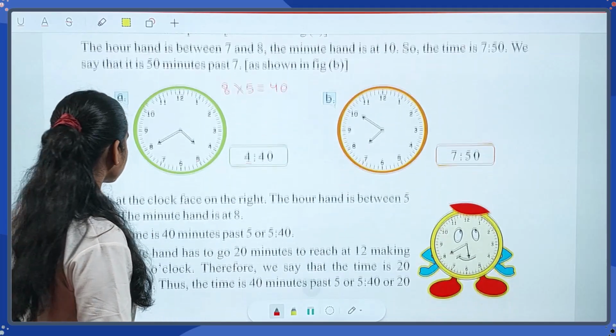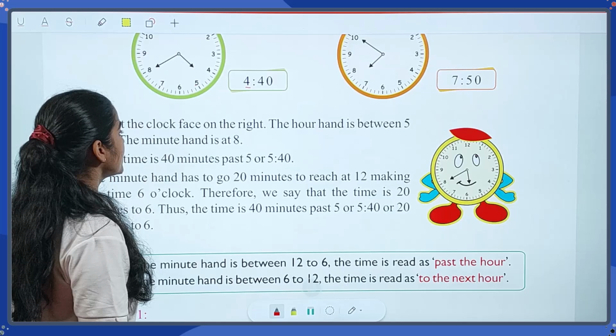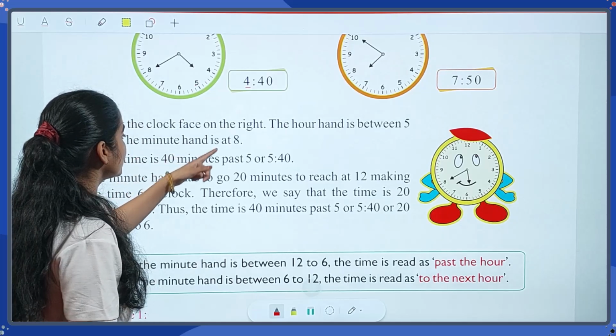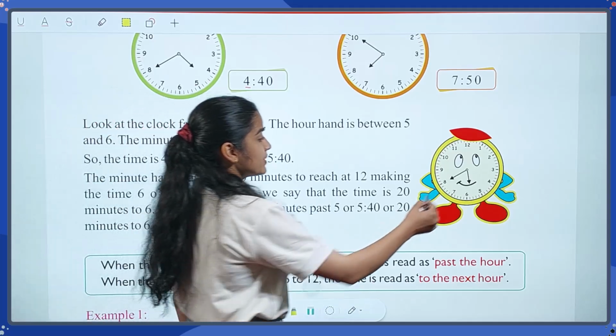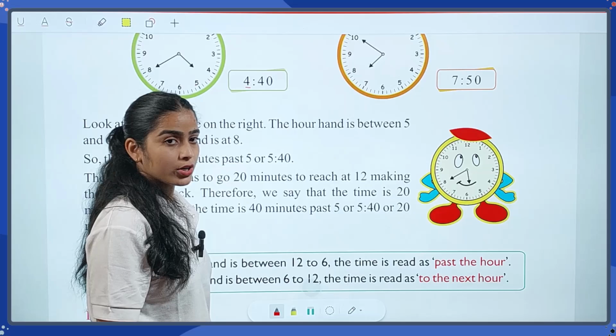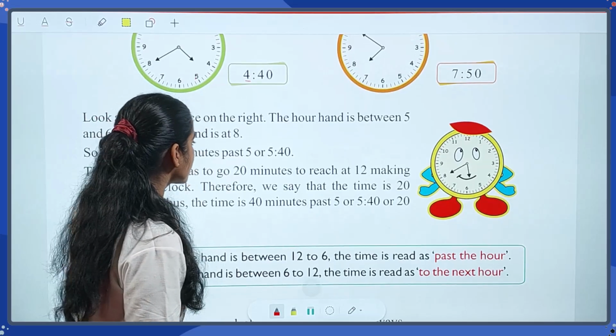Okay. Look at the clock face on the right. The hour hand is between 5 and 6. The minute hand is at 8. So it means 5 and 6, which one is smaller? 5. 8 is 40. So it is 5:40, or you can say 40 minutes past 5.